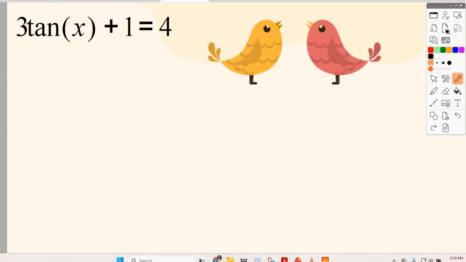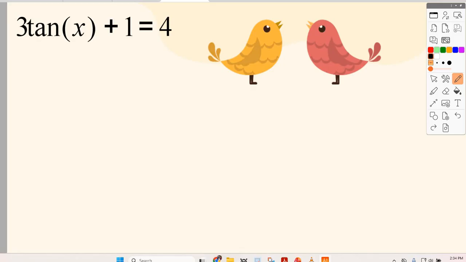Alright. Let's look at another one. What's different about this one? It's a tangent this time. Is that okay? So remember that tangent isn't necessarily on our unit circle, but remember a tangent we mentioned earlier is sine over cosine, so we still can use our unit circle to help us.